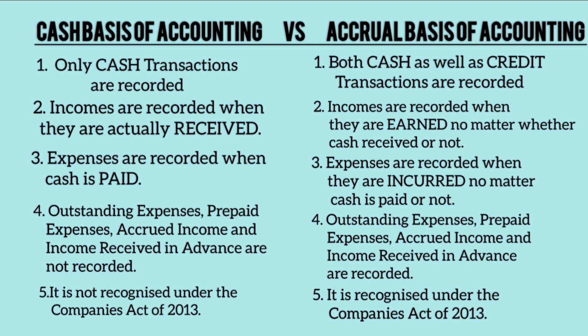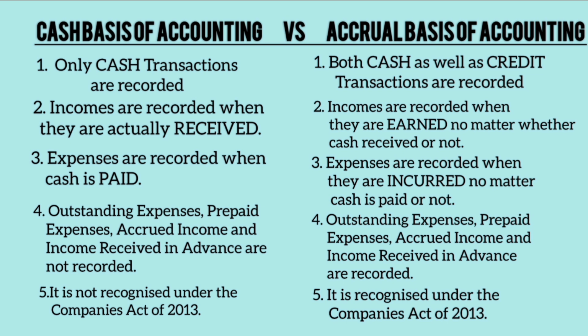The second point of difference is when the incomes are recorded. In cash basis, it is recorded only when it is received, whereas in accrual basis, incomes are recorded when it is earned, no matter when it is actually being received or not. If it's earned, we have to record it in the books of accounts.